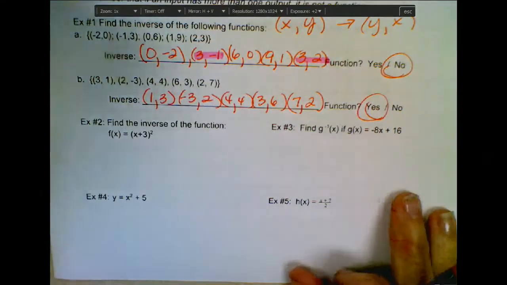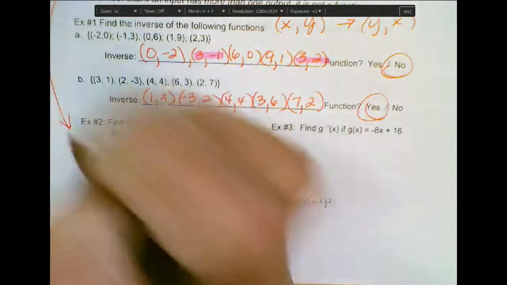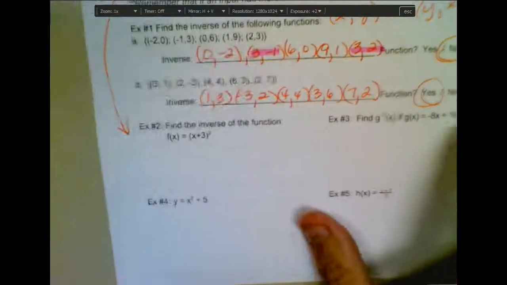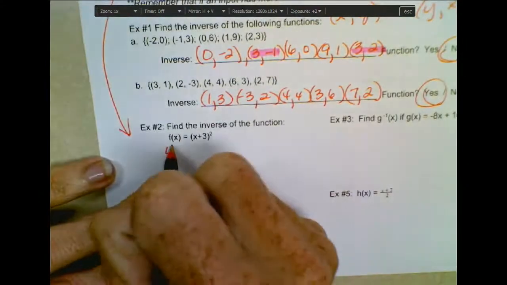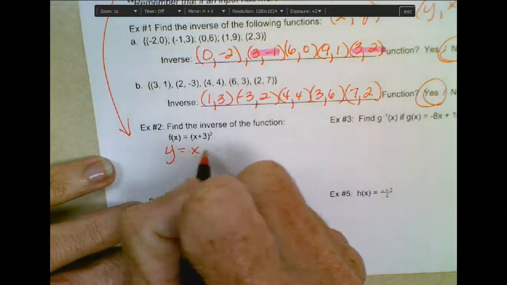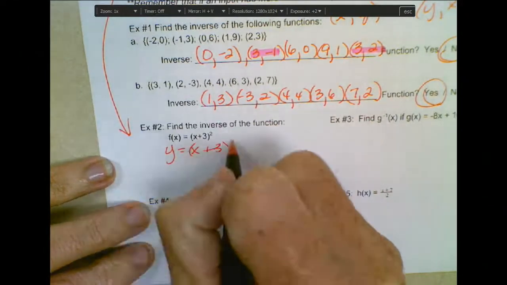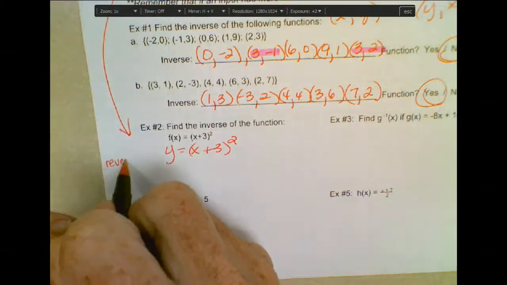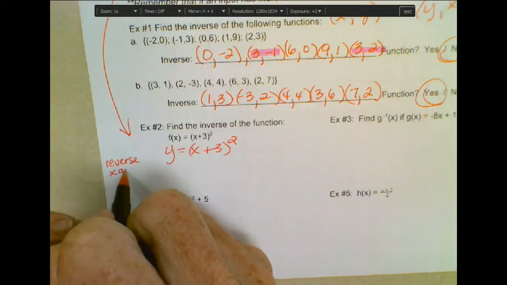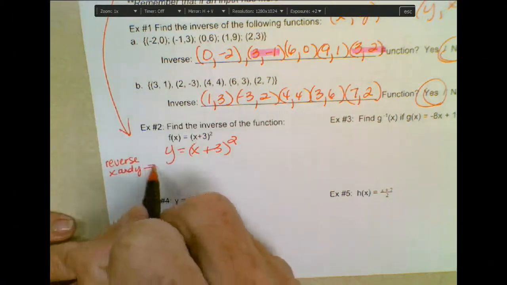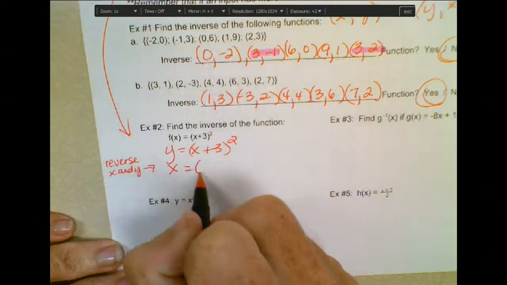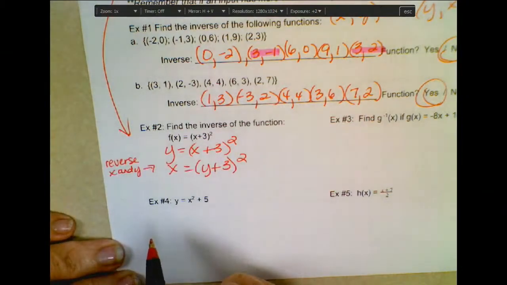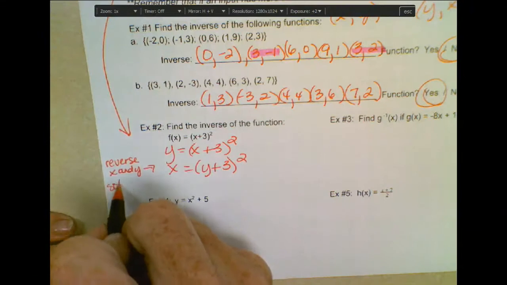Okay. So now we're going to use these steps to find inverses of our function. So our first step is we change the f of x back to y. That's all we did. Now you're going to reverse your x and y. So it's going to be x equals y plus 3 squared. Then you're going to solve for y.